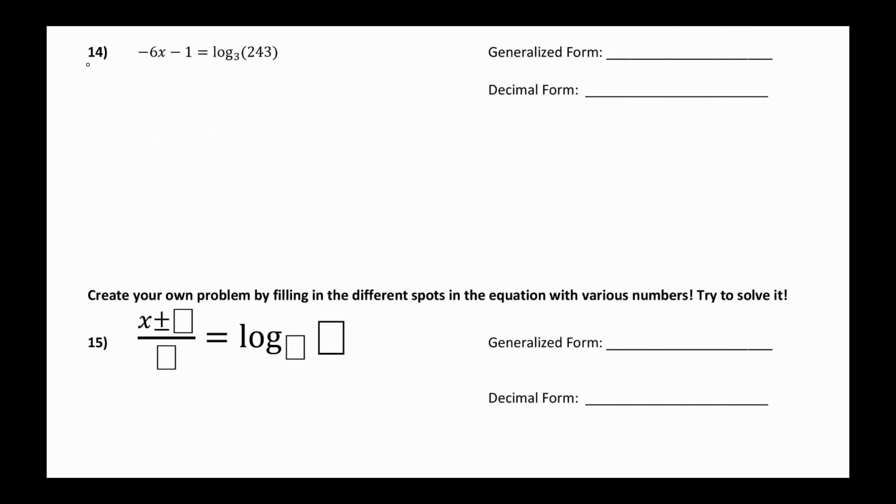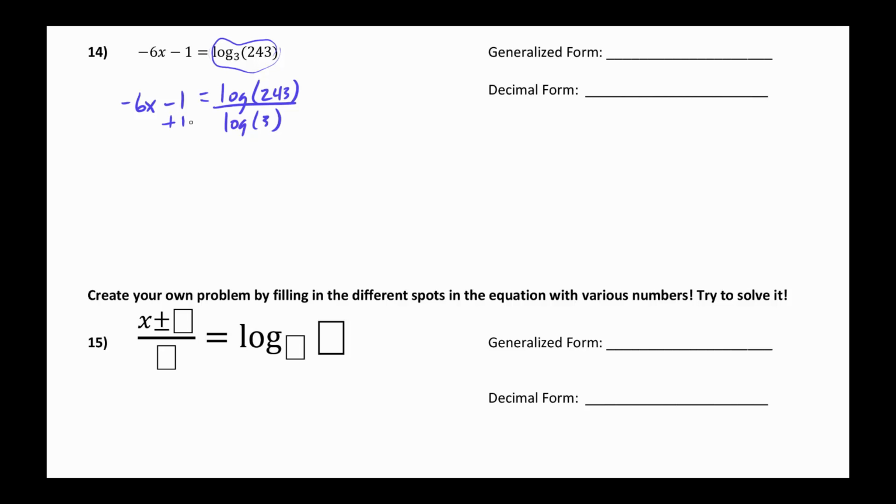And the last question here on the notes that we have to solve for is question 14. So it looks like we have negative 6x minus 1 equals log base 3 of 243. Well, let's go ahead and change this. So it's going to be log of 243 over log of 3. That's equal to negative 6x minus 1.